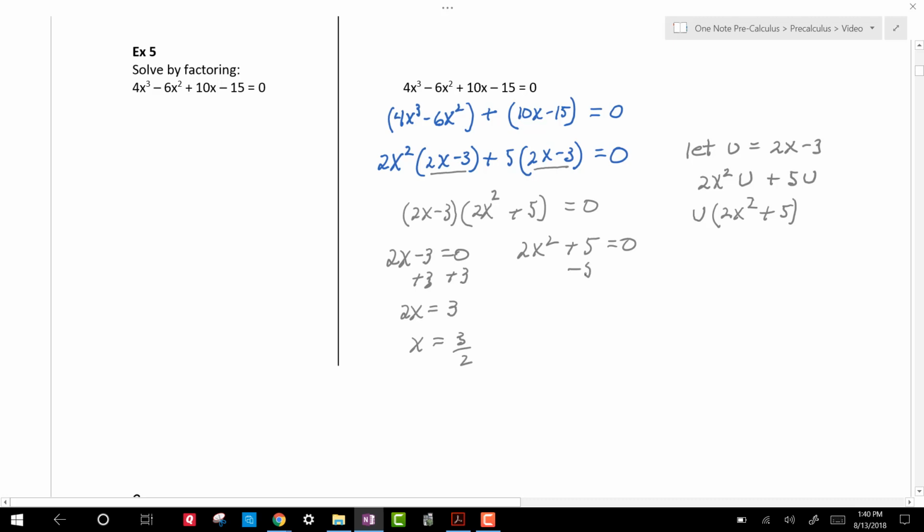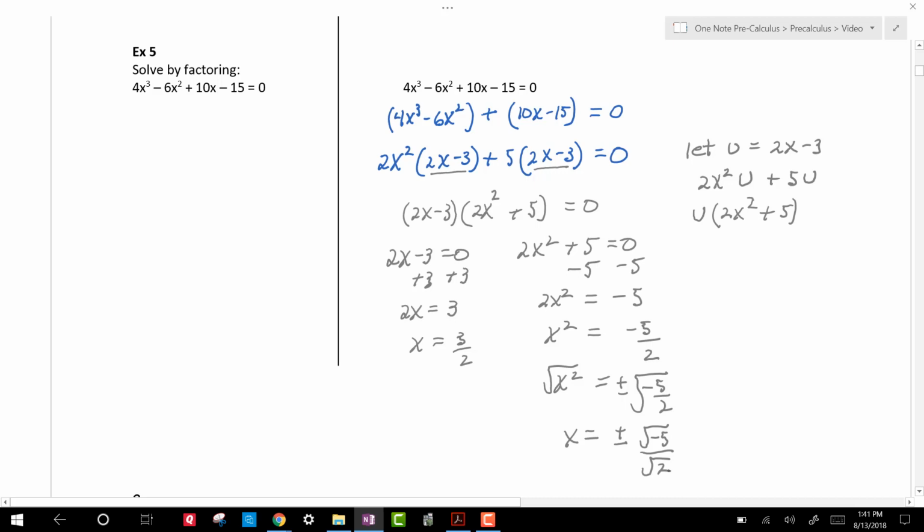On the next one, we're going to subtract 5. Subtract 5. We get 2x squared equals negative 5. We're going to divide out the 2. That's going to leave x squared equals negative 5 over 2. We're going to square root both sides, just like we did before. So we get the square root of negative 5 halves. So x is equal to, and yes, even though there's a negative inside, I still need a plus and a minus out here. So I have plus and minus the square root of negative 5 over the square root of 2.